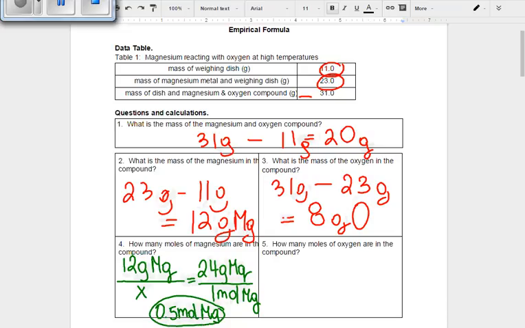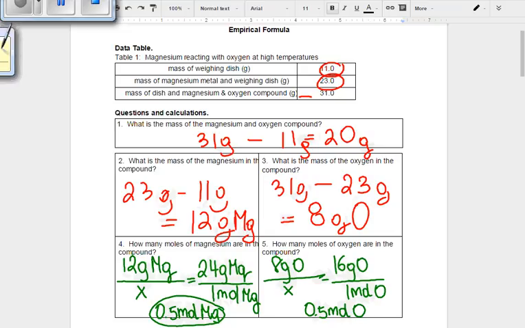How many moles of oxygen are in the compound? You do it the exact same way. So we take the number that we calculated in number 3, and that's 8 grams of oxygen, and we're going to figure out how many moles this is. We know from the periodic table that for every 16 grams of oxygen, there's 1 mole of oxygen. When you cross multiply these numbers, you are going to get 0.5 mole of oxygen. So here are your numbers, and those are the numbers that we're going to use for the final calculations.